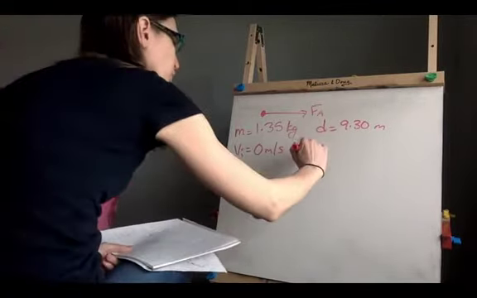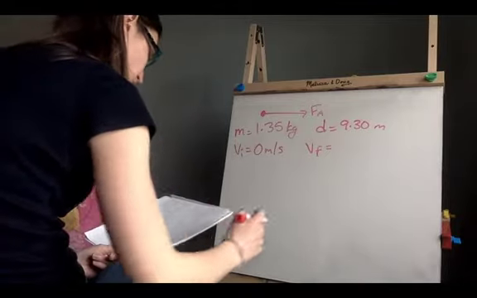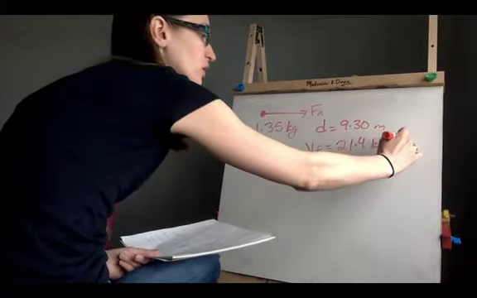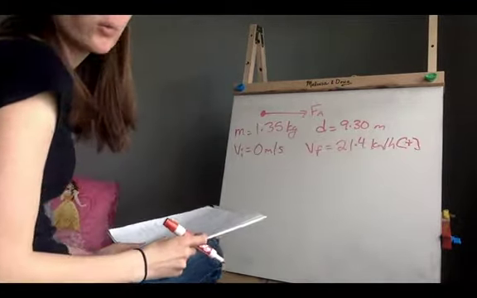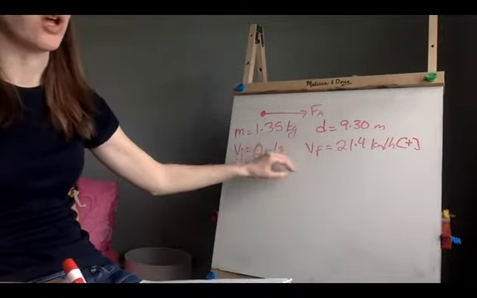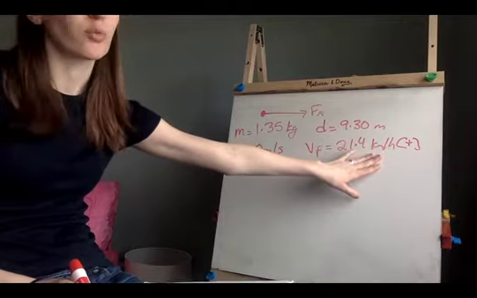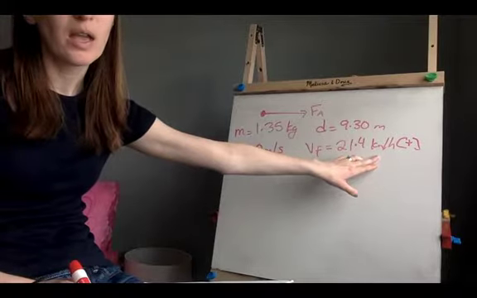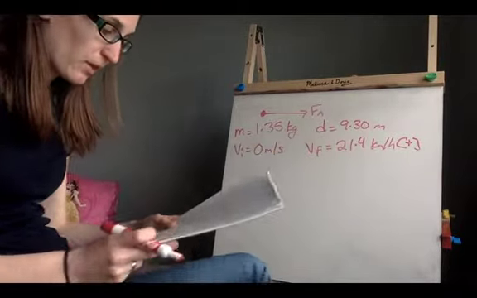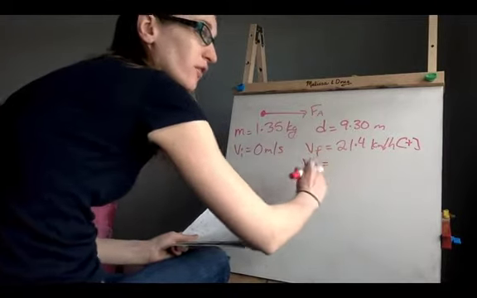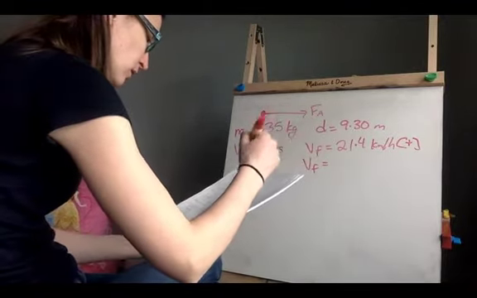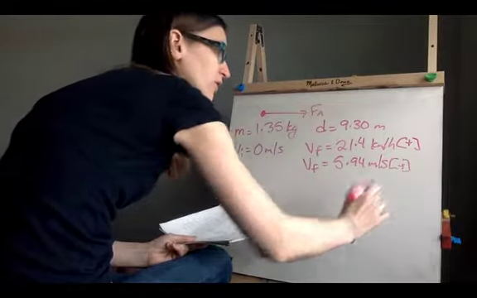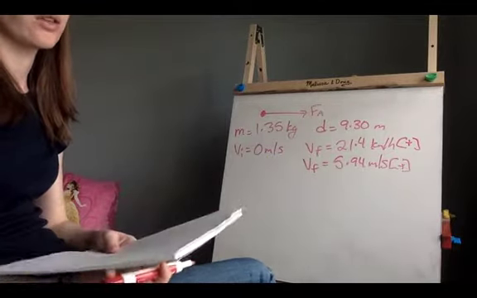We also know that it's being pushed until it reaches a final velocity of 21.4 kilometers per hour in a positive direction. But remember, when we're dealing with velocity, distance, and acceleration, we need to have this in meters per second. That's our standard value. So we need to convert this 21.4 kilometers per hour into meters per second. We do that just by dividing it by 3.6. So our real value for VF is 5.94 meters per second, again in the positive direction.